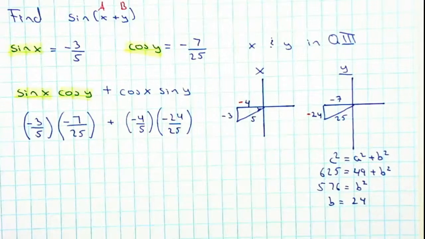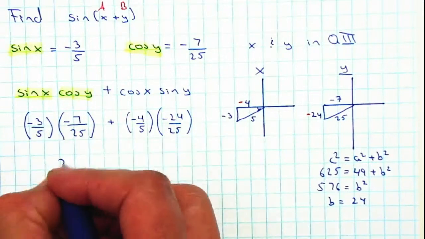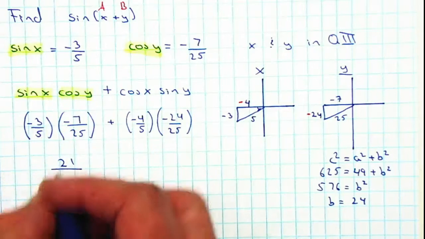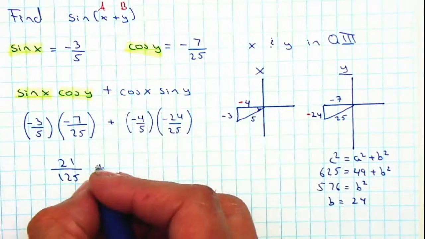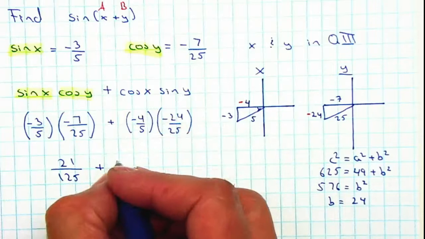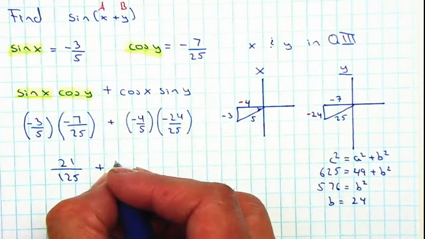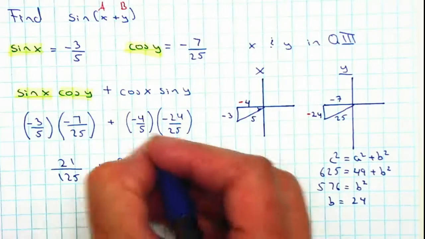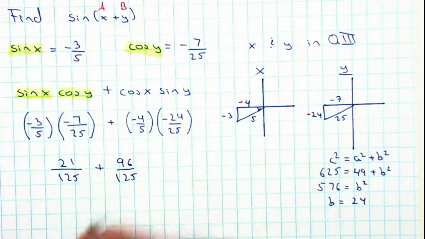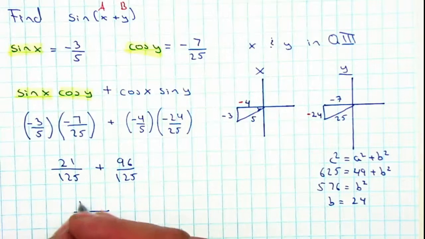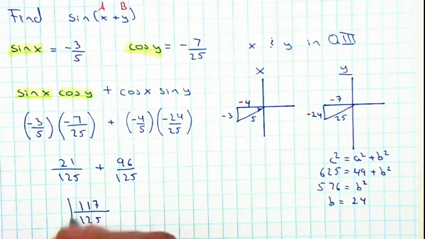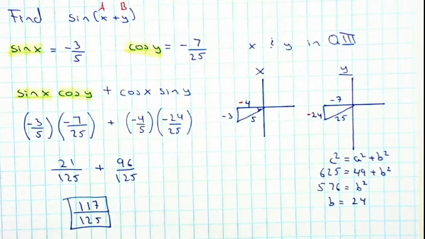And from here I just multiply it out. Negative times negative is a positive, so it'll be 21 over 5 times 25 is 125, plus negative times negative is a positive, 4 times 24 will be 96 over 125. Since they have the same denominators, we can go ahead and add them. 125, and 21 plus 96 gives me 117. And that'll be my answer.